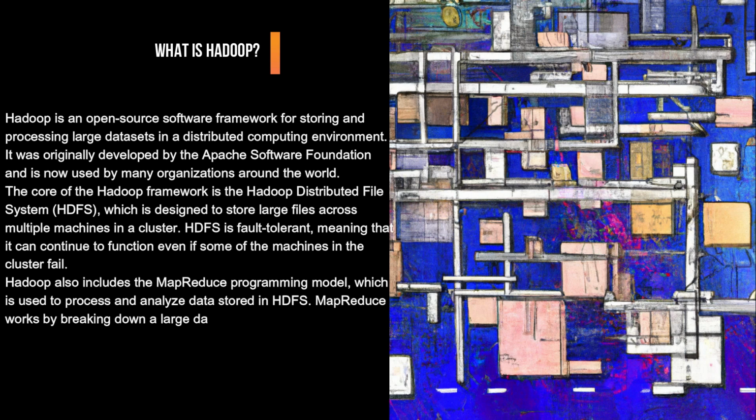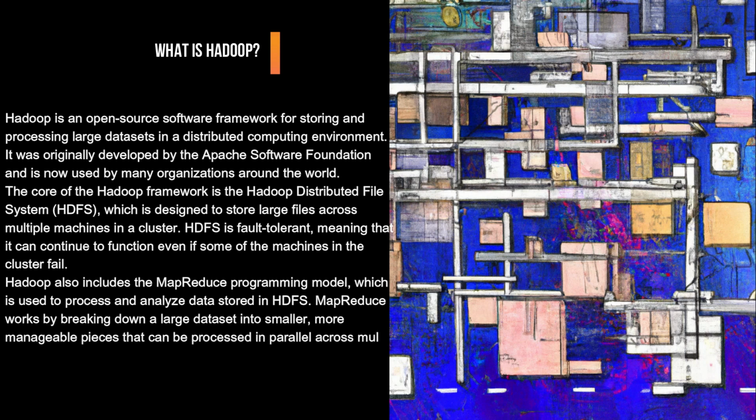Hadoop also includes the MapReduce programming model, which is used to process and analyze data stored in HDFS. MapReduce works by breaking down a large dataset into smaller, more manageable pieces that can be processed in parallel across multiple machines in the cluster.